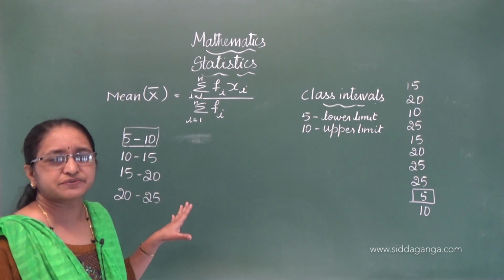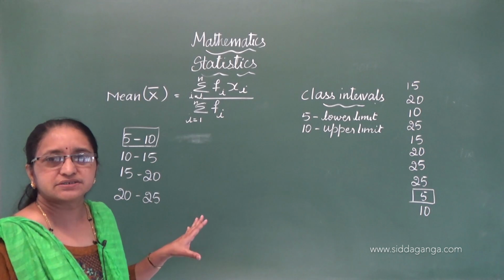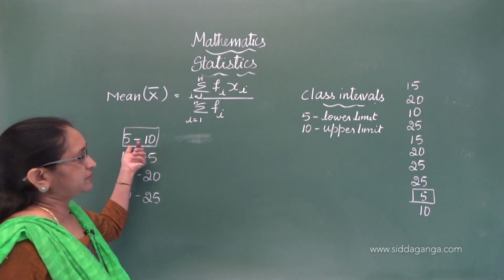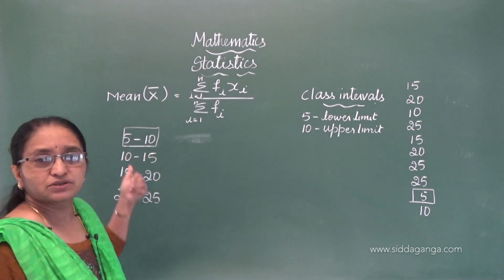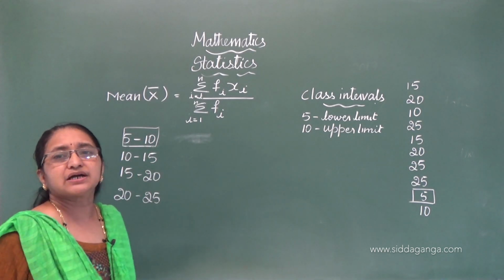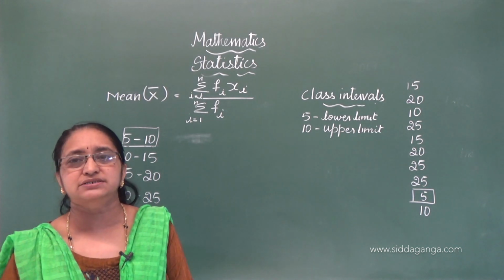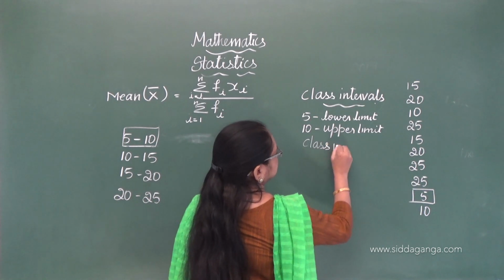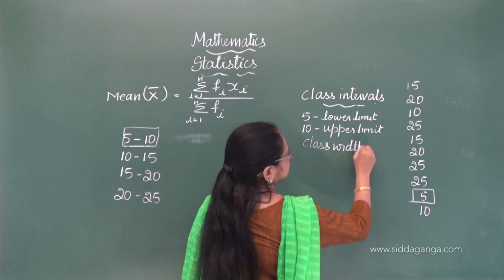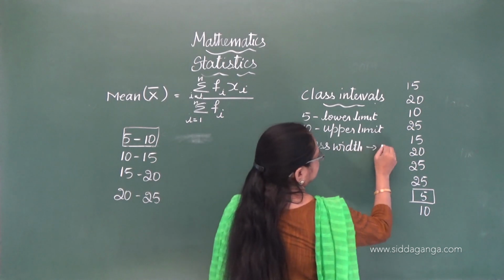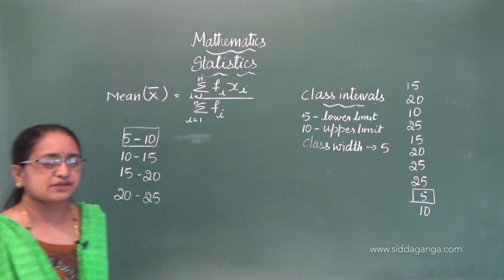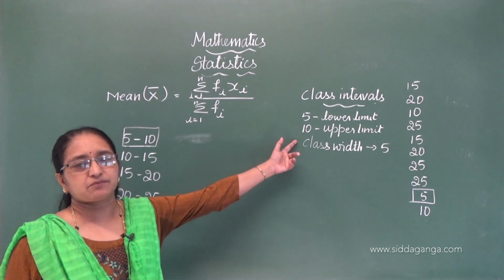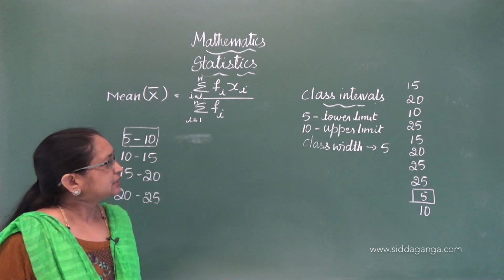We can also say the size of the class interval or width of the class interval. That is 10 minus 5, that is, upper limit minus lower limit will give you the class width, or size of the class interval. How much? 5, in this example. A particular example I am giving for the terms there.